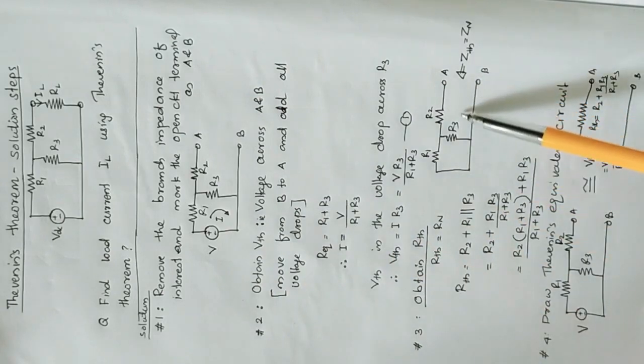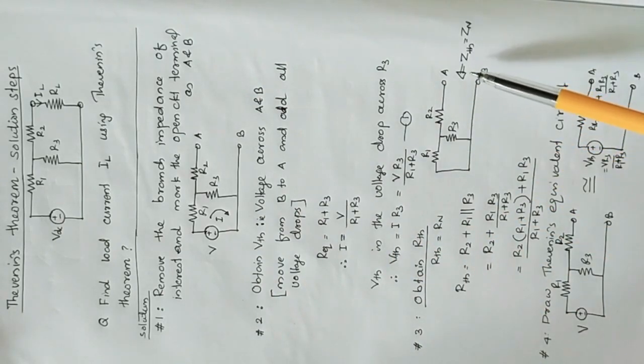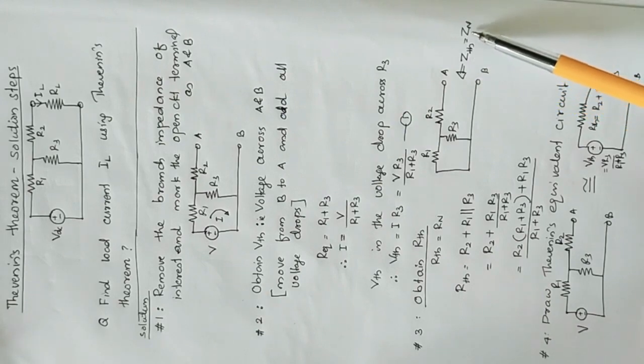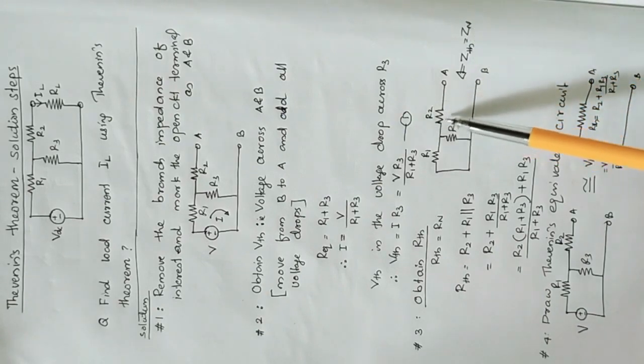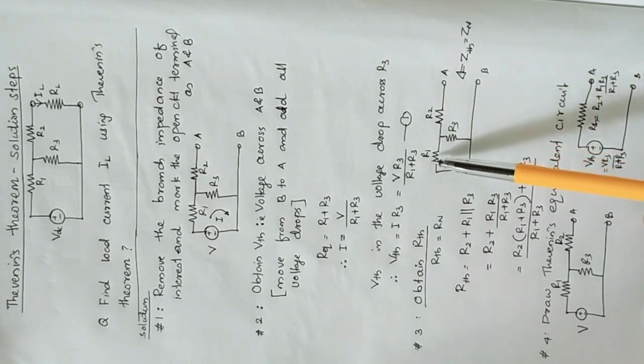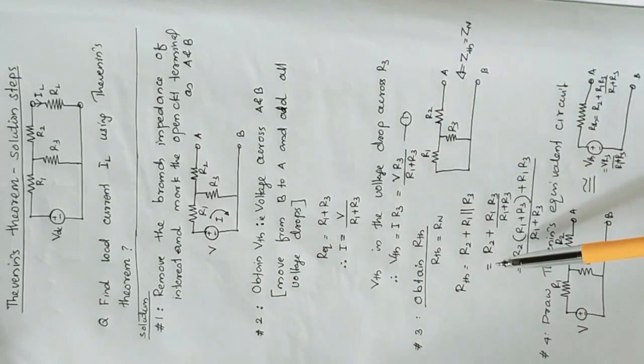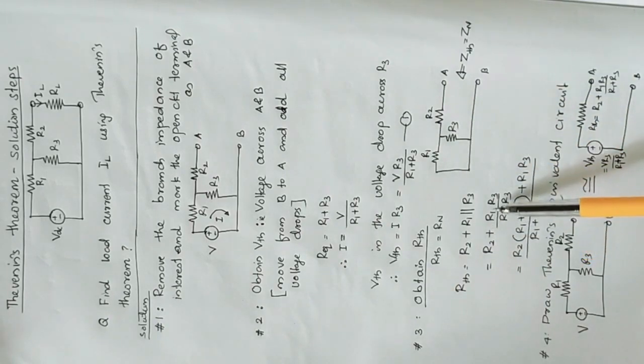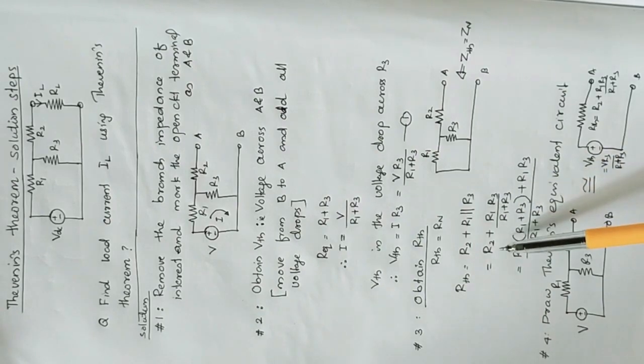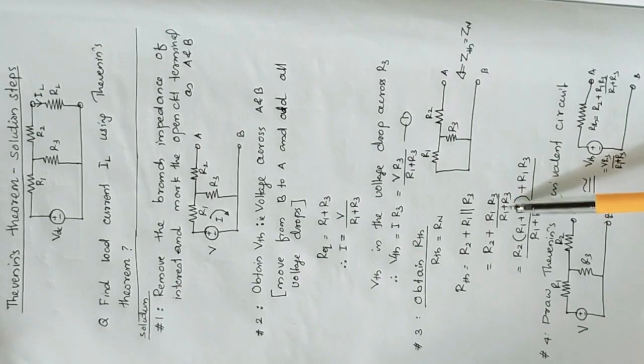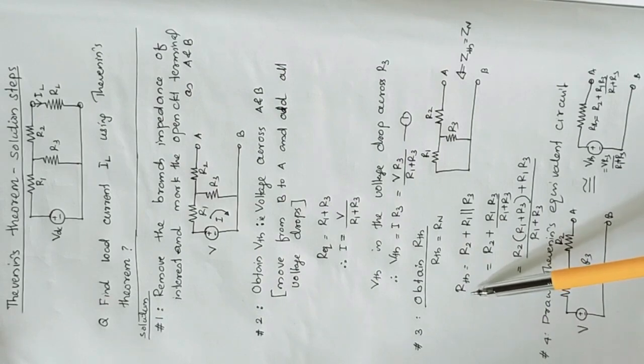The corresponding equivalent circuit is this one. Here, when we are looking through the open circuited terminals, the impedance seen is like this. R2 is in series with the parallel combination of R1 and R3. So R2 plus R1 R3 divided by R1 plus R3. Further simplifying, R2 into R1 plus R3 plus R1 R3, divided by R1 plus R3, gives Thevenin's equivalent resistance.